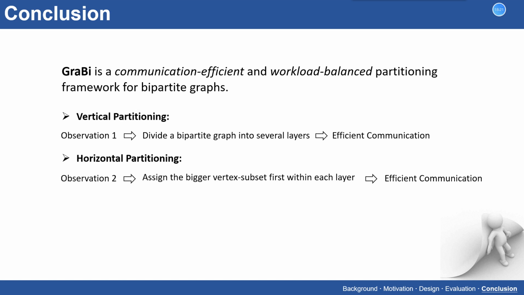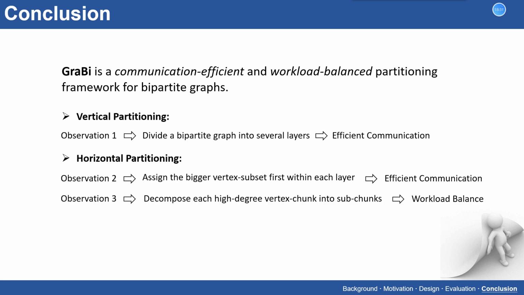And then, in the horizontal partitioning, GraBi assigns the vertex chunk in the larger subset first within each layer to decrease the number of replicas. Finally, GraBi decomposes each high-degree vertex chunk into several subchunks to balance the computation time for all vertices.